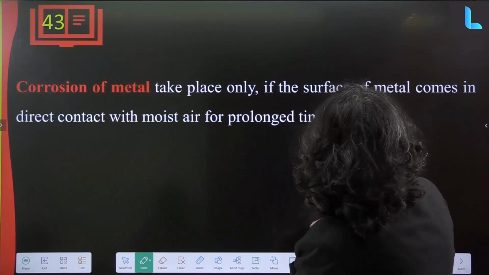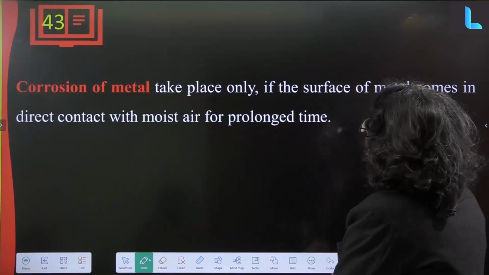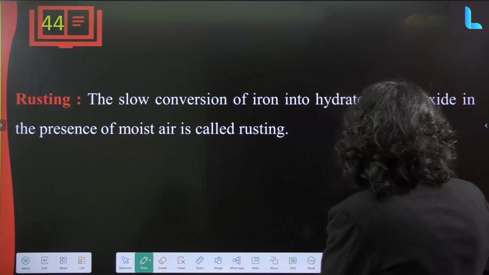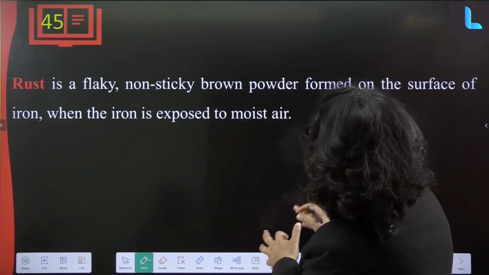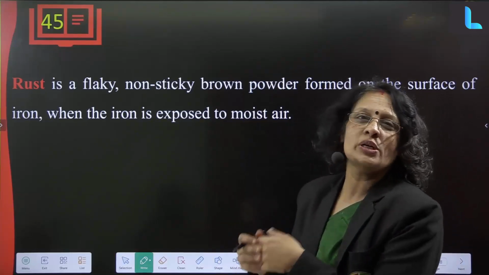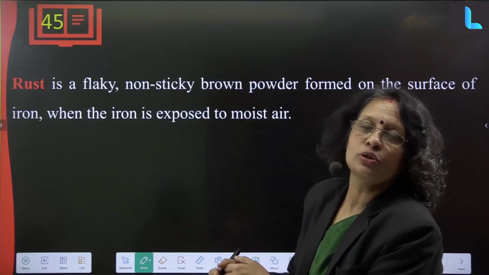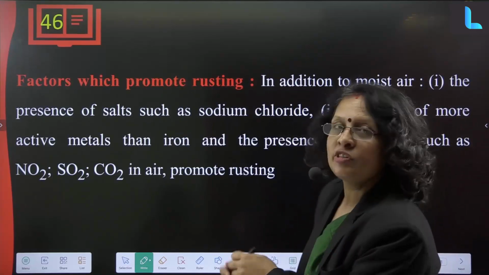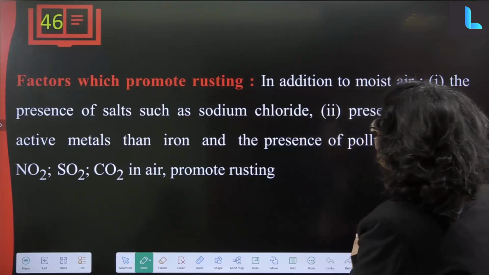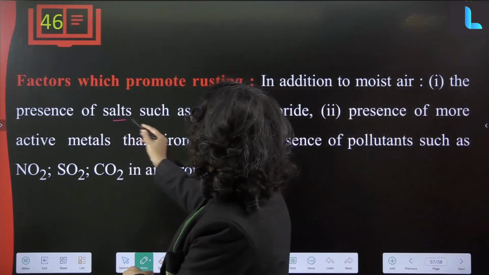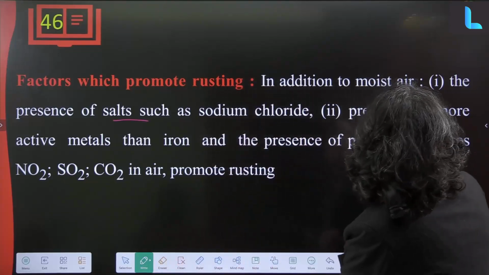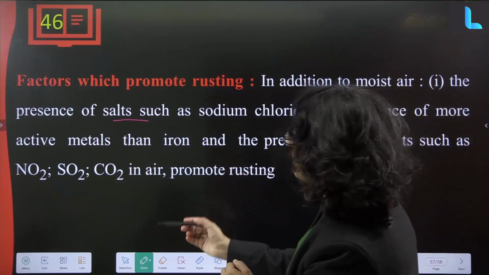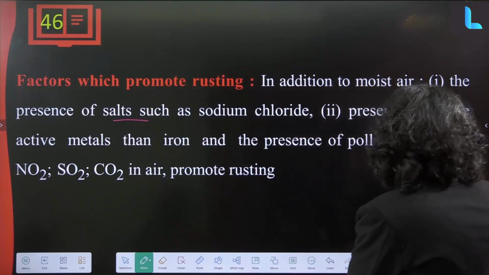Then, when the surface of metal comes in direct contact with moisture, rusting occurs: the slow conversion of metal iron into hydrated ferric oxide in the presence of moist air is called rusting. Rust is a flaky, non-sticky brown powder formed on the surface which will disintegrate the iron, and the strength of iron is reduced because of rusting when the iron is exposed to moist air. Now, which are the factors that promote rusting? One is moist air, then the presence of salt like sea water or salty water will always increase it, then the presence of more active metals than iron, and pollutants such as nitrogen oxides, sulfur oxides, carbon oxides in air, which can promote rusting.